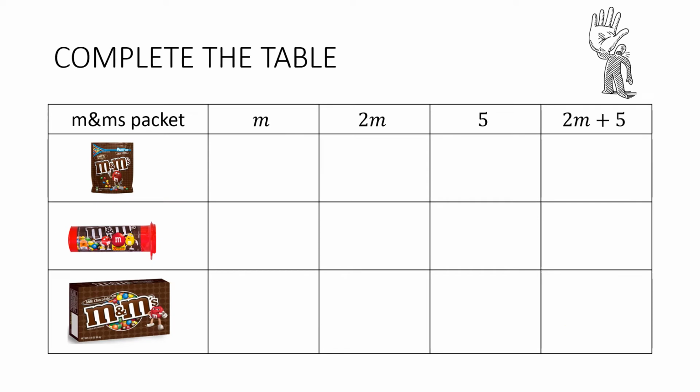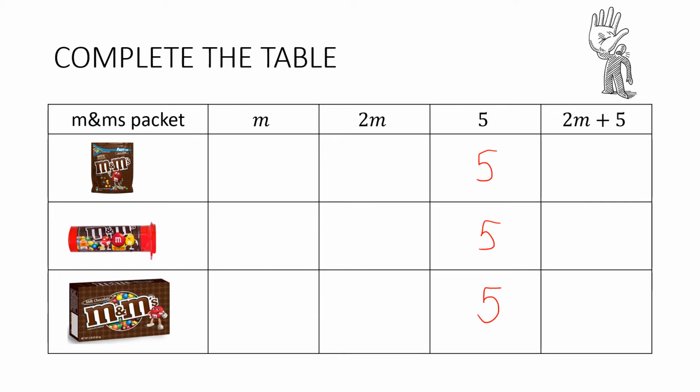So what I want you to do is pause the video for a sec and give an estimate of how many chocolates you think are in each of those packets. Write that down where m is, then work out 2m. In each case here, 5 is going to stay constant because it is a constant. And then work out 2m plus 5.